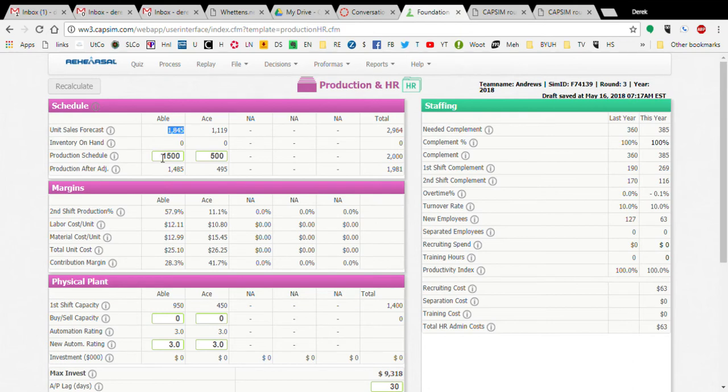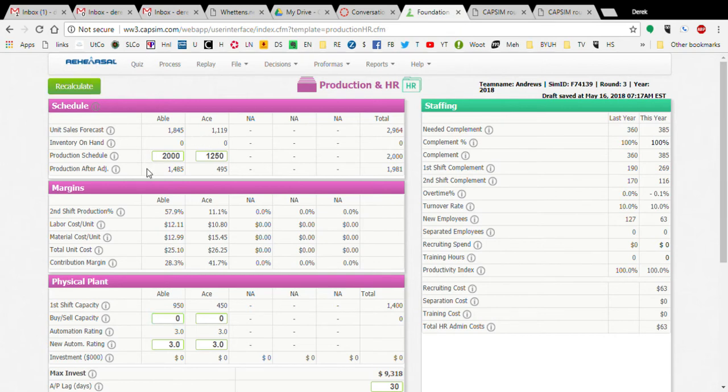I actually want to make more than that. I don't want to run out. So I'm going to do 2,000. I'm going to go roughly 10% higher, and about 10% higher there, 1250. So I want to make more than my forecast, just so I have extra.